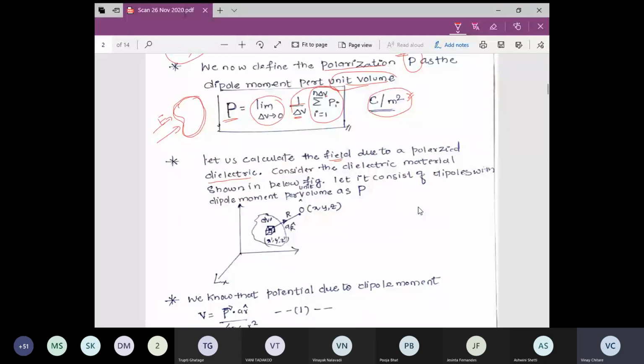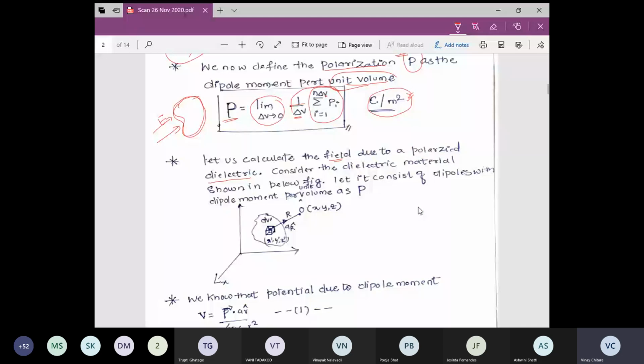When I say it gets polarized, it means that there is an induced dipole moment, or if they are polar molecules, a type of dielectric material, then we find that those polar molecules try to align themselves in a proper direction, and then we say that material is polarized. So for this polarized dielectric material, let us try to find a potential field.